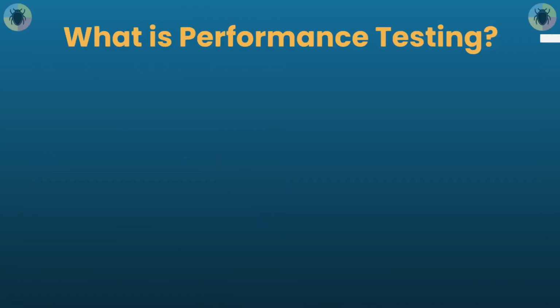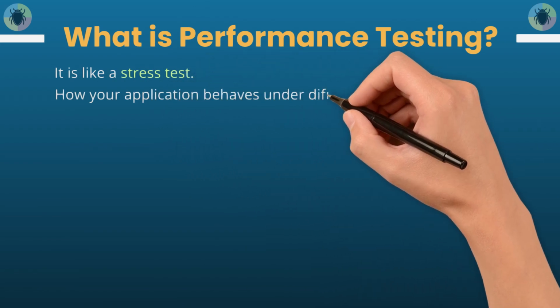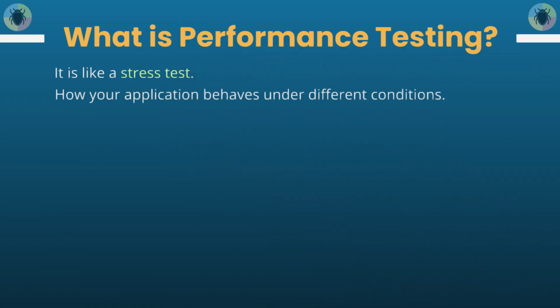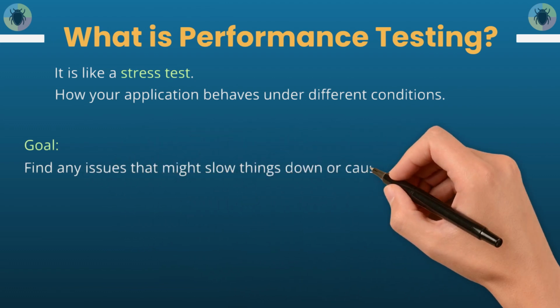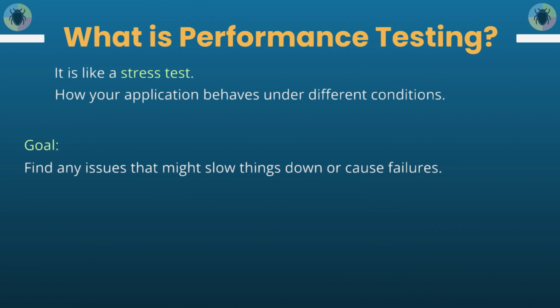What is performance testing? Performance testing is like a stress test for your software. It helps you understand how your application behaves under different conditions. Imagine your app as a car. Performance testing checks how it performs on smooth highways, normal conditions, and rugged terrains, high stress. The goal is to find any issues that might slow things down or cause failures before your users encounter them.